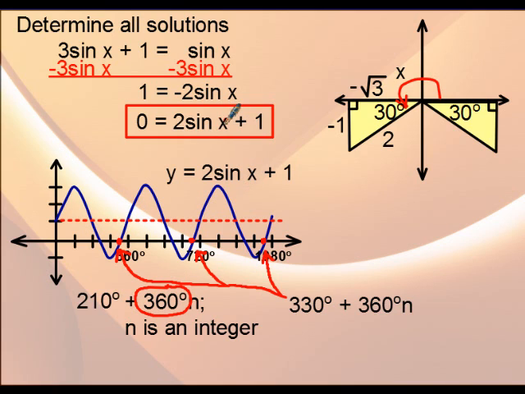If we had some other number in front of the angle, that would alter the period. And remember, the way we get that is by taking this value and dividing it into 360 degrees, or 2 pi if you're in radians. So that's the graphical representation of this.